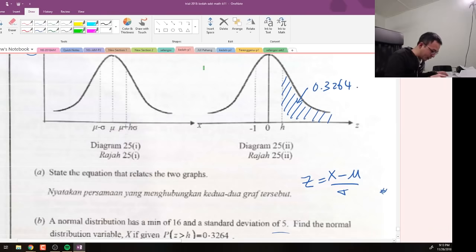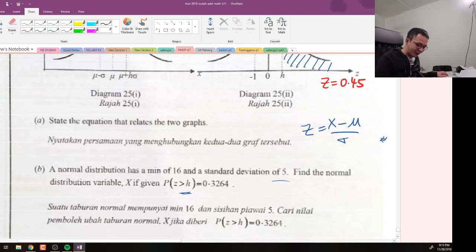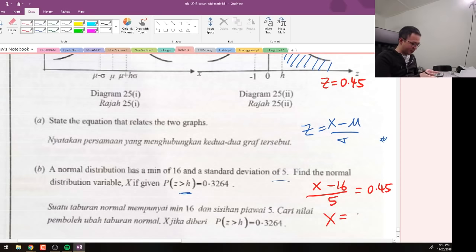Okay, so I will write down my exact value. My exact z equals 0.45. Basically the question asks me to find x, right? So therefore, z we want to convert back to x. So I will say x minus mean, our mean is 16, over standard deviation, which is 5. I should get 0.45. Then I can get my x value easily by moving things around: 0.45 multiplied by 5 and then plus 16. So you should get the value 18.25.